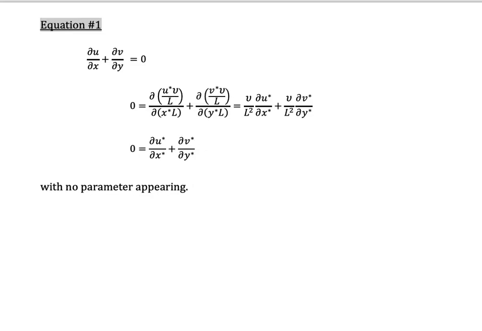Okay, so we go for equation 1. We substitute the dimensionless parameters here. Then after we factorize everything, we find that no extra parameter comes out. This means there are no dimensionless parameters related to the continuity equation.